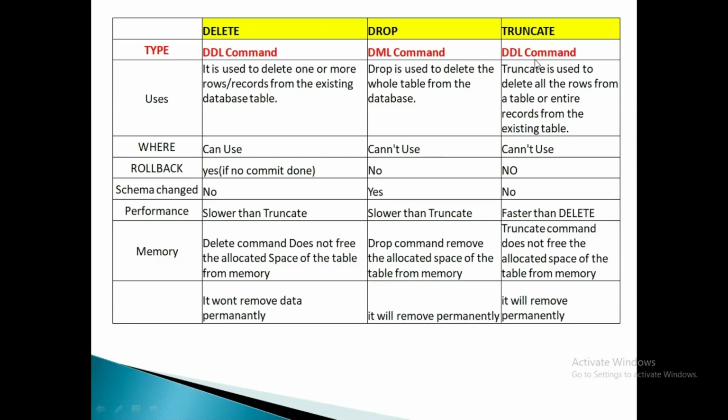Truncate is a DDL command. Truncate is used to delete all the rows from the table, or the entire records from the existing table. Where clause cannot be used. Rollback cannot be done. Schema change: no. It is faster than delete. Memory: the truncate command frees the allocated space of the table from the memory. It will remove the data permanently.